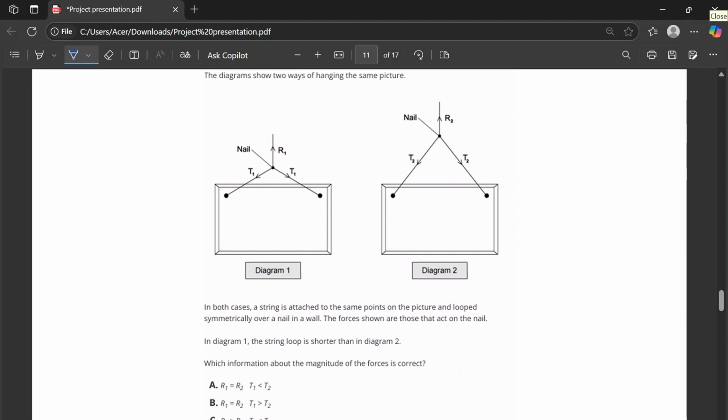So this is also one of the confusing questions I have seen on the exam. As you can see, there are two diagrams given, and in both cases the string is attached to the same points in the picture. This picture and this picture are the same, so we can say that the weight of both of them acting in this direction will be the same. So we will use this one. From the answers you can see that they are asking which one is correct: R1 is equal to R2, or which one is greater? Kind of like that question.